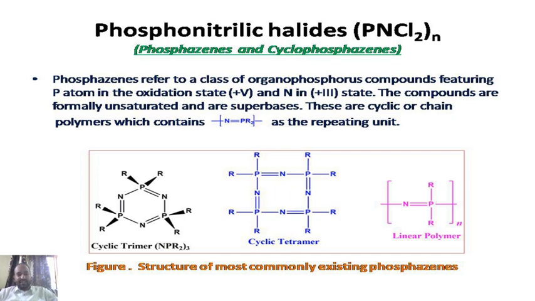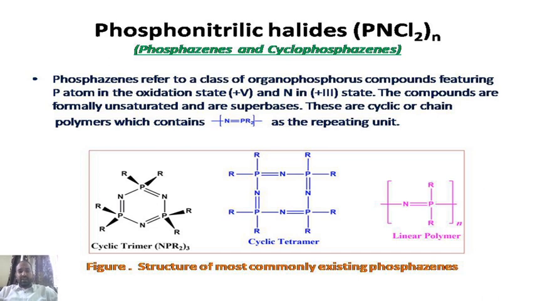These phosphazenes refer to a class of organophosphorus compounds with the phosphorus atom in the oxidation state of +5, whereas nitrogen is in the oxidation state of +3. These compounds are formally unsaturated and are also superbases. They may be cyclic compounds or chain polymers having N=PR2 as the repeating structural unit.